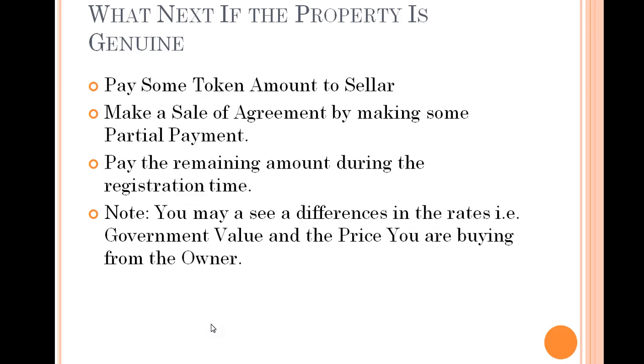Note, you may see a difference in the rates, that is the government value. There might be a rate difference between what you are purchasing from the seller and the government value. There will be a lot of difference. You can see these government values on the website provided by the government. If it is Telangana, registration.telangana.gov.in. If it is AP, registration.ap.gov.in. By visiting this website, you can see all the details.